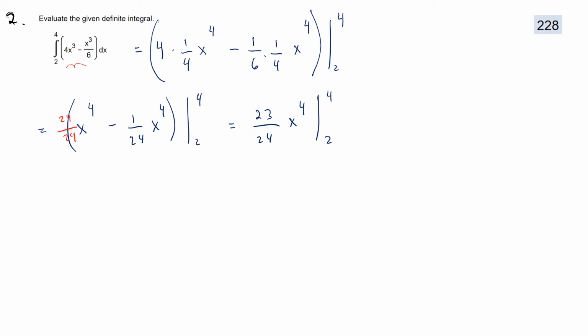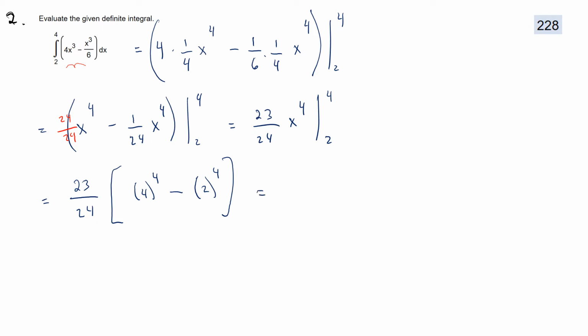So we always plug the top limit in first. So 23 over 24 is a constant. You can leave it factored out. And then when I plug the 4 in, I have 4 to the 4th, and then you always minus. It's always minus. And then you plug the bottom number in. So I left the 23 over 24 factored out. I didn't have to do that. I could have plugged the 4 in and then the 2 in, and that would be the same thing as distributing the 23 over 24.